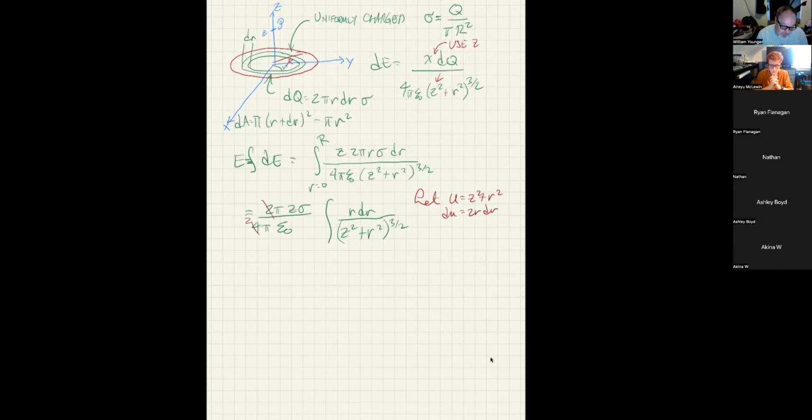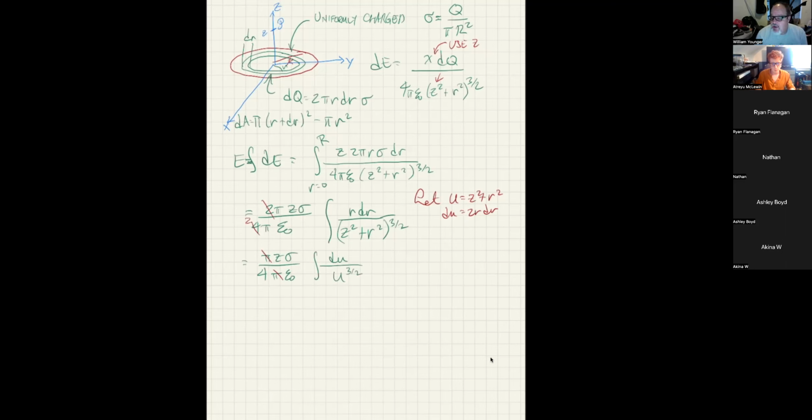So now I'm going to have, back to the green, pi z sigma over 4 pi epsilon naught. I could have canceled out that pi as well, so let me do that now. And now I'll go back to my green. I'm going to say the integral of du over u to the 3/2. So that's just an integral of u to the negative 3/2.